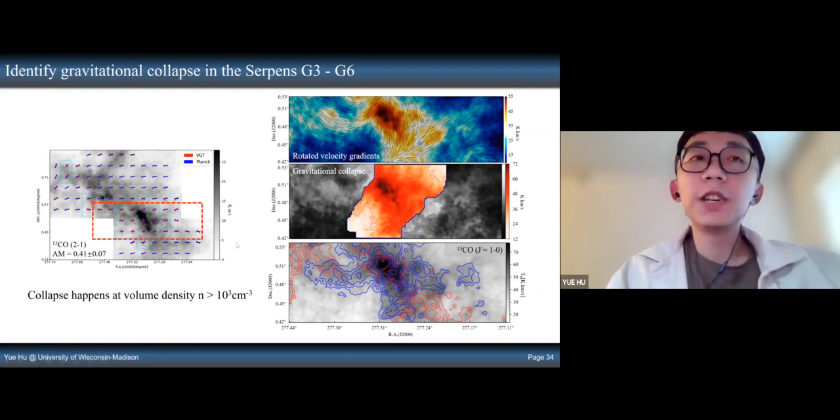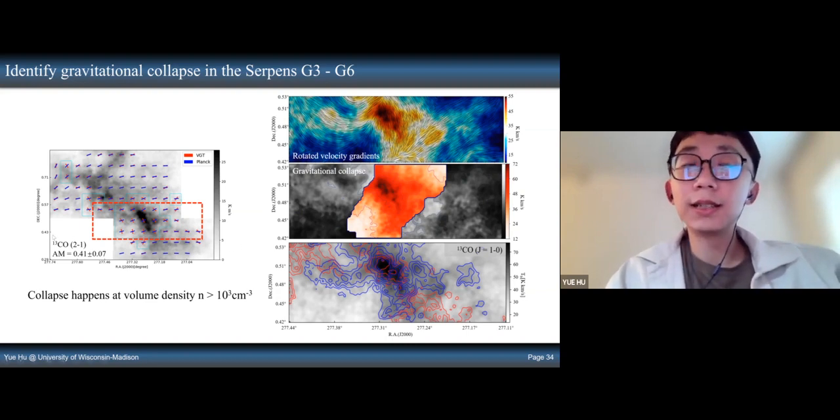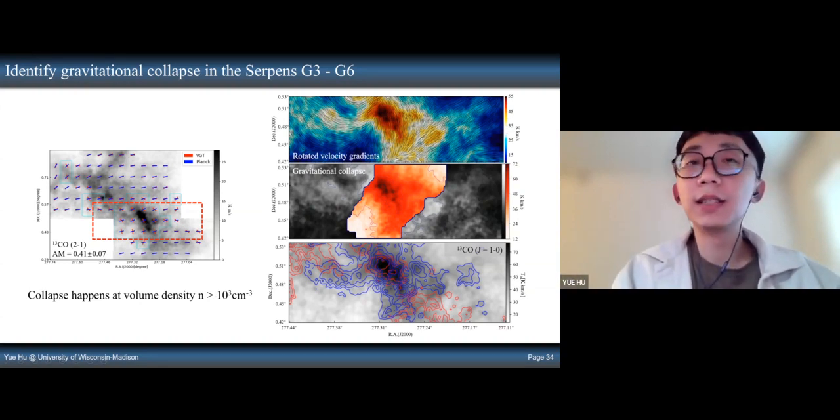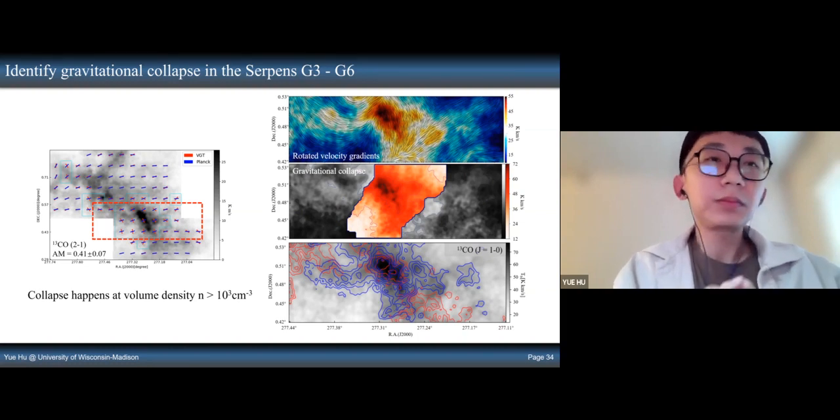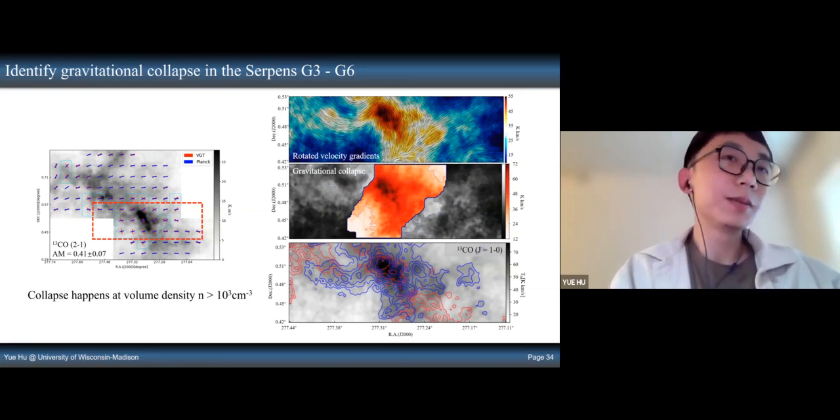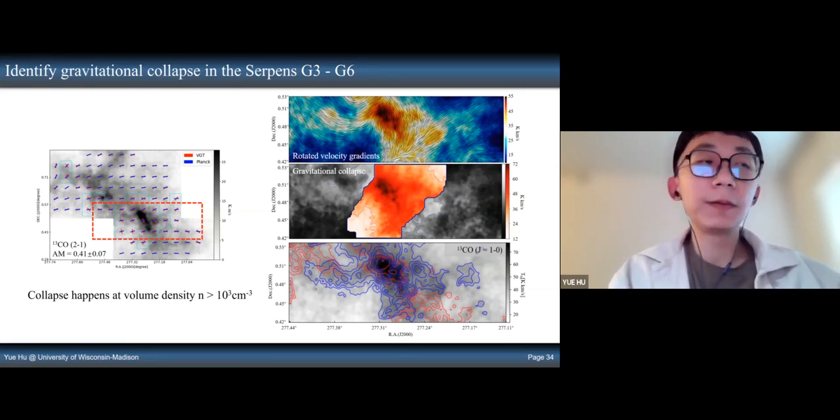And another piece of information we can get from velocity gradient is that certain theories usually trace the volume density around 10 to the power 3. Therefore, we can know that the gravitational collapse has its effect on such a volume density range. So this is also a very important advantage of the velocity gradient. It can be used to trace the three-dimensional magnetic field and also to identify gravitational collapse.